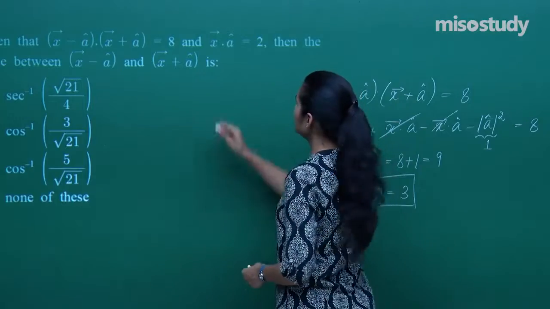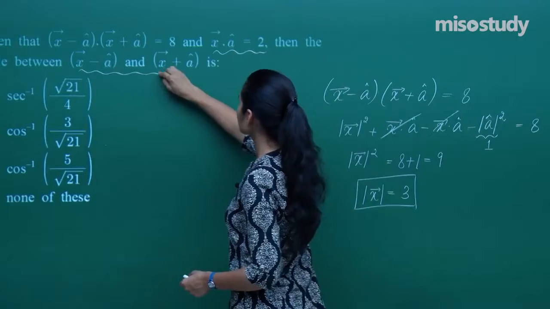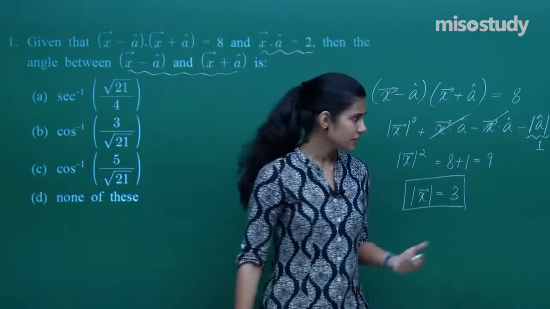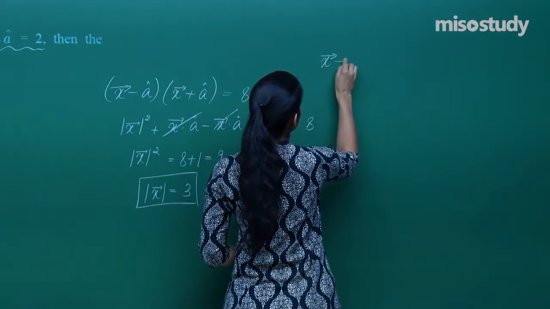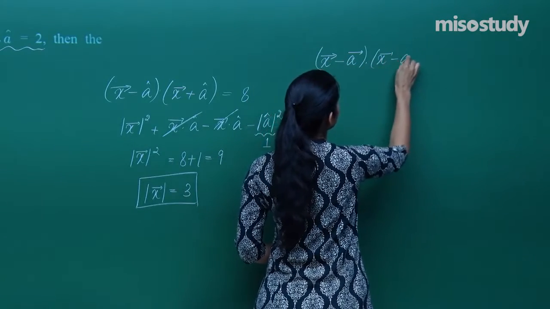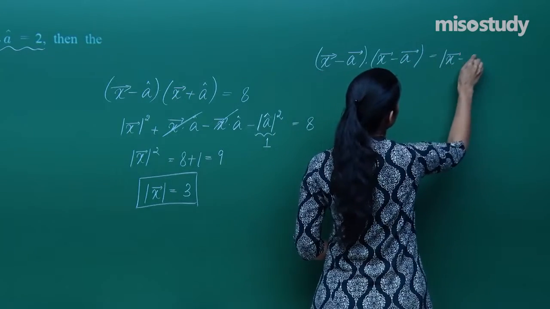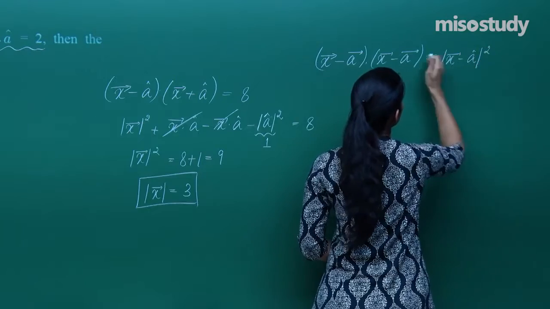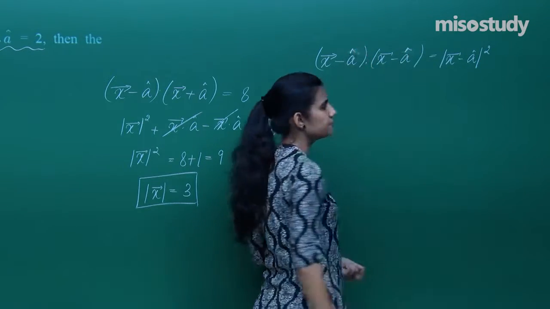Fine. x dot a is given to be 2. Angle between x minus a and x plus a is being asked. Talking about x minus a and x plus a, now talk about x minus a dot x minus a. What is this? Mod of x minus a whole square. This is actually a cap because it's a unit vector.